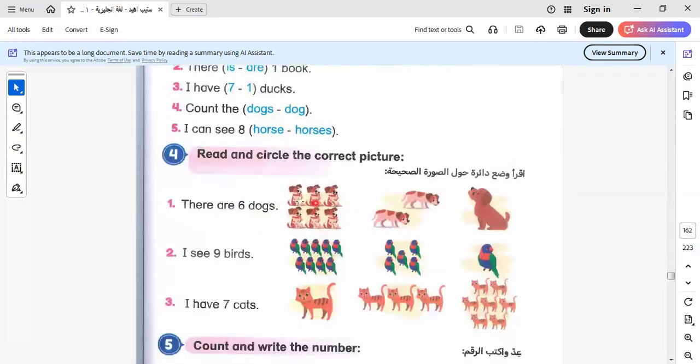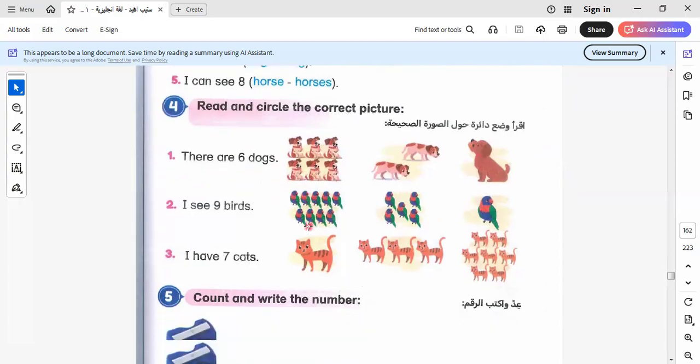Let's go to another one here. There are 6 dogs. Where are the 6 dogs? 1, 2, 3, 4, 5, 6. So I select this one. I see 9 birds. 1, 2, 3, 4, 5, 6, 7, 8, 9. So it will be here, 9 birds.